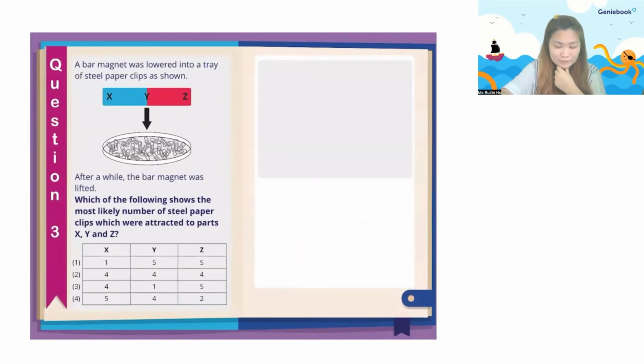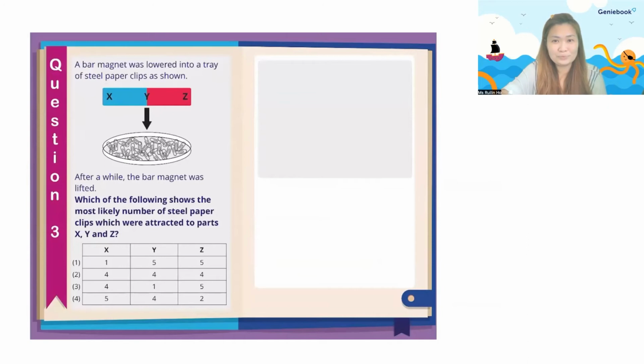Okay, so let's look at bubble number 3. You're going to lower a bar magnet into a tray of steel paper clips as shown below. They lift it up and ask what is the most likely number of steel paper clips attracted at X, Y, and Z, the different parts of the magnet. You have 1 minute for this bubble.